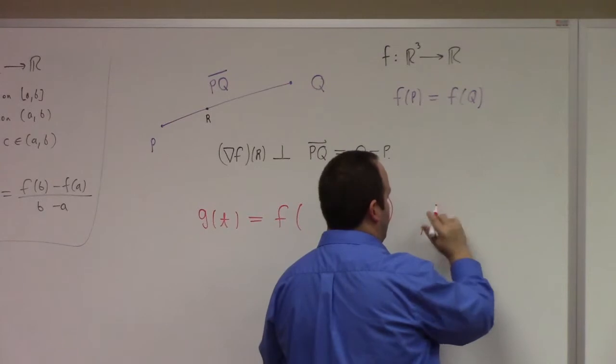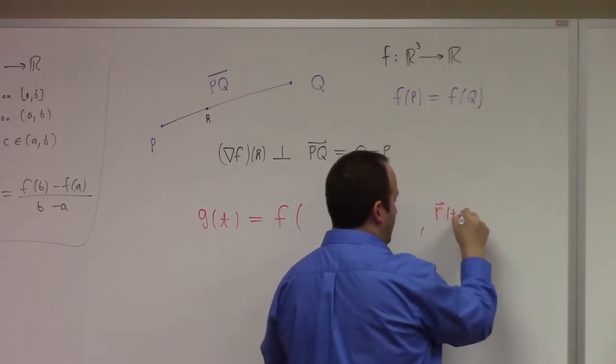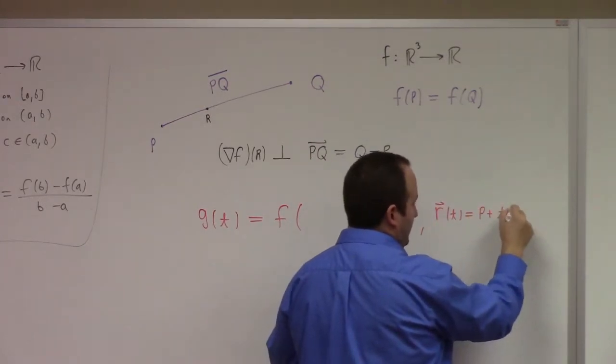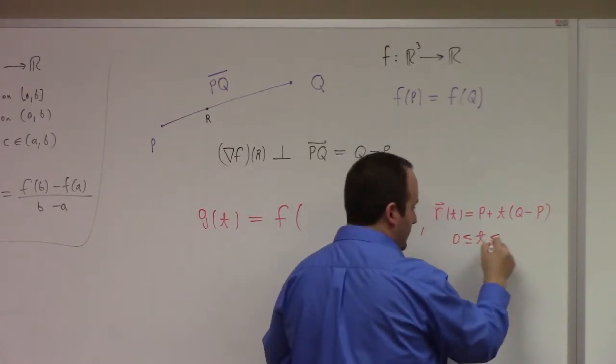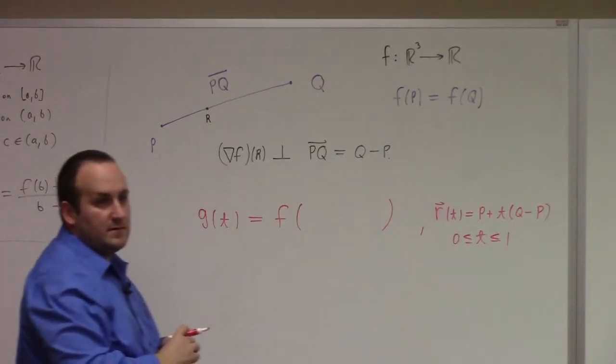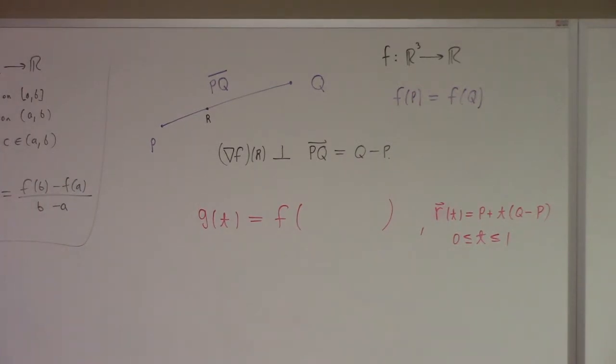Well, I'll say r of t. What was r of t? We used p plus t times q minus p, right? And that was for 0 less than or equal to t less than or equal to 1. You remember that? That gives me a line which goes from point P to point Q between time 0 and time 1. Yes, sir? Where exactly is the line?